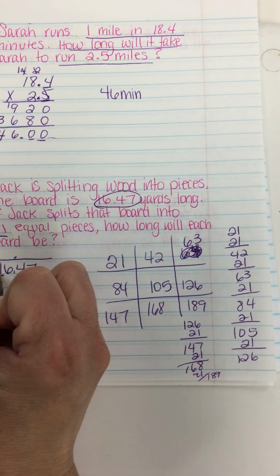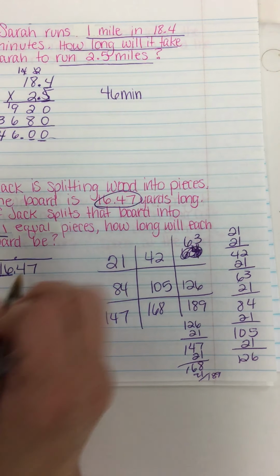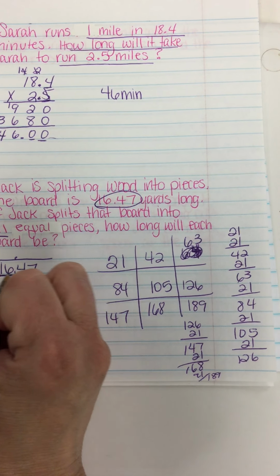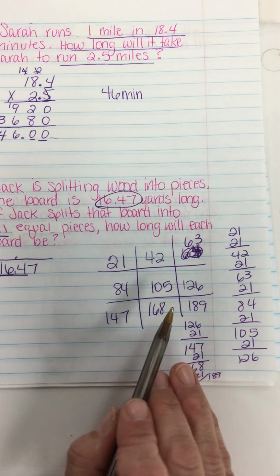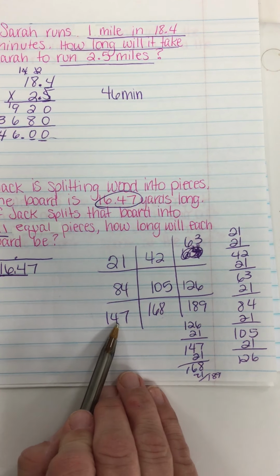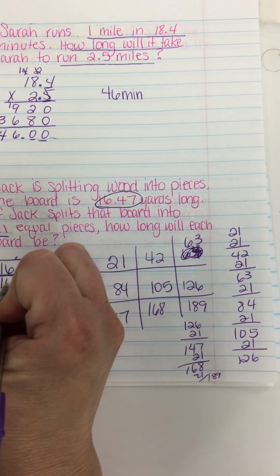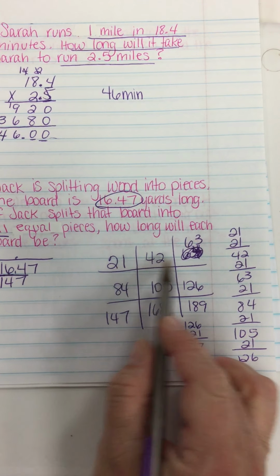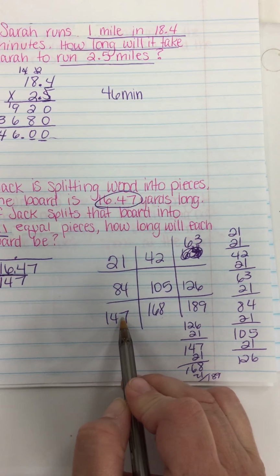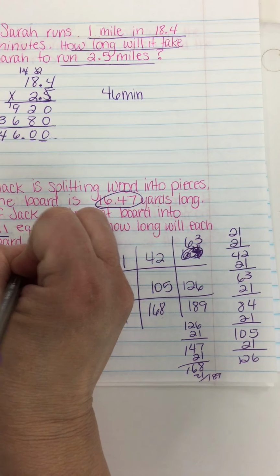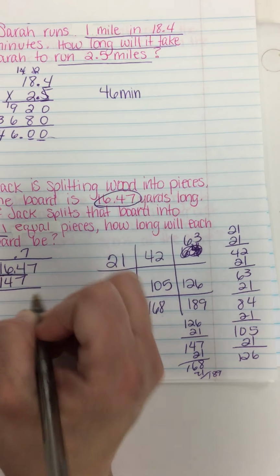It's too small. 21 can't go into 16. 16 is too small, but it can go into 164. Okay, 168 is too big, so we're going to use 147, which is 1, 2, 3, 4, 5, 6, 7 times 21. So then we're going to subtract.